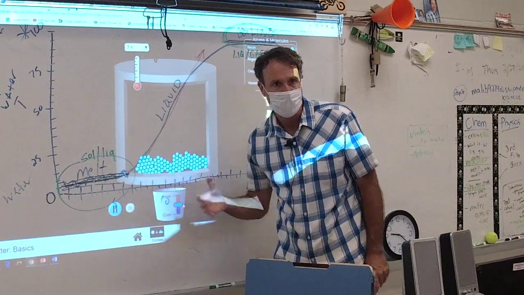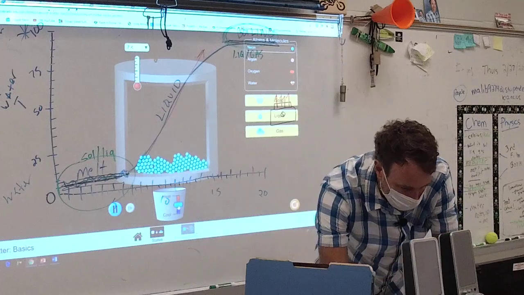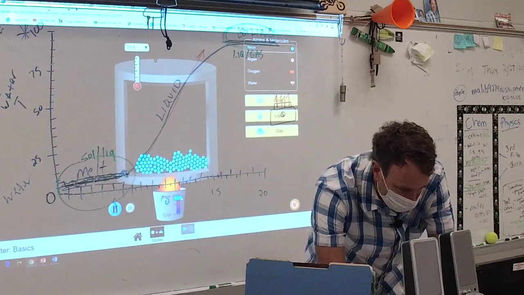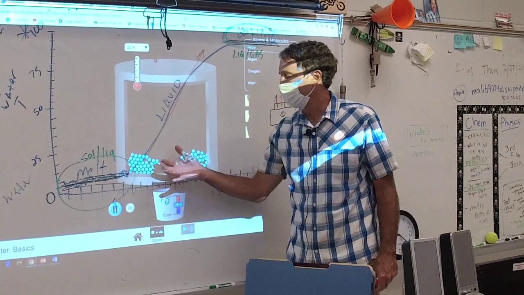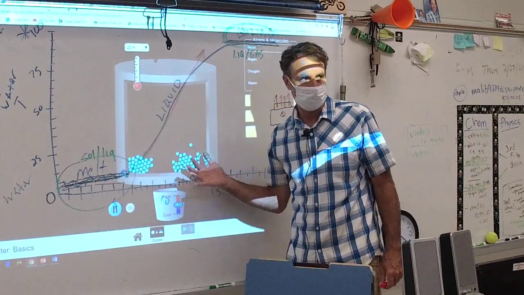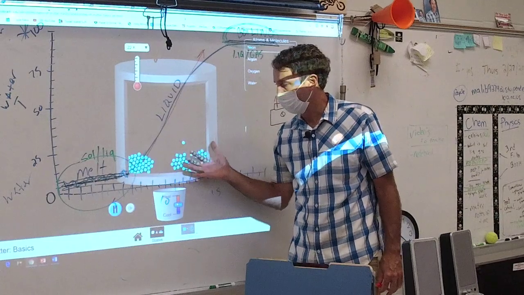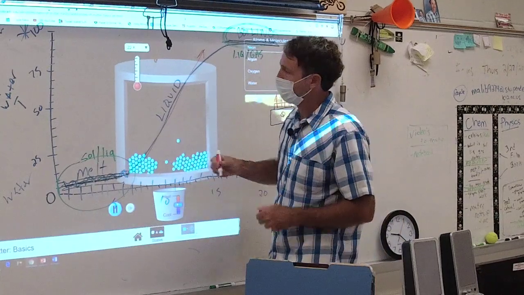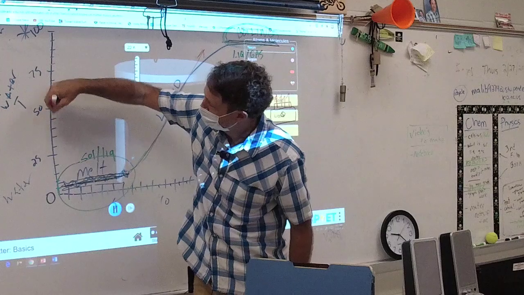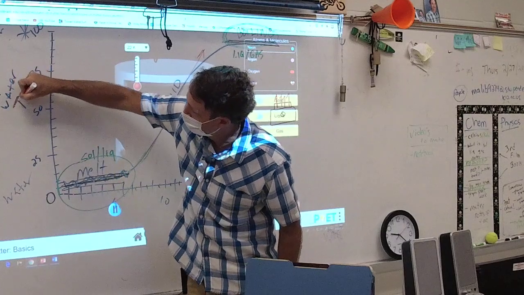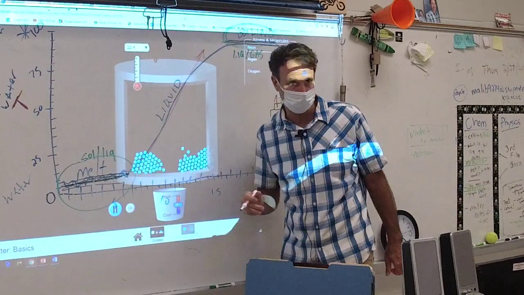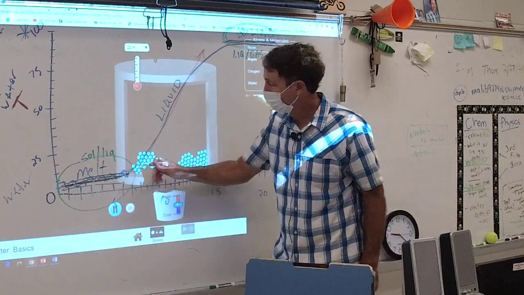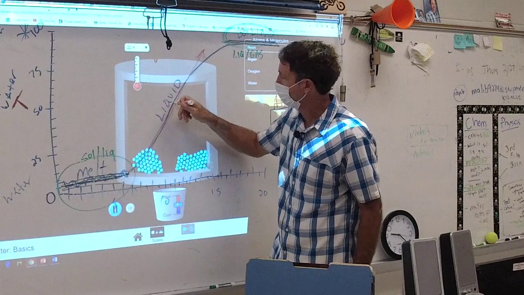Right? Once we get them broken apart, once we get them into a liquid, then they actually get to start moving faster. That motion where they're moving faster, that's temperature. Temperature is really the kinetic energy or the moving energy of the molecules. So now we're seeing the molecules are moving faster.